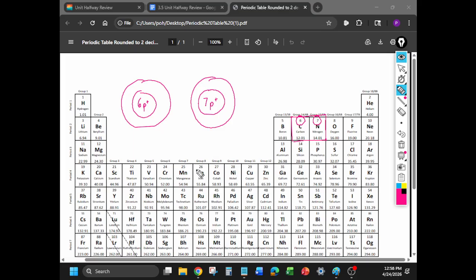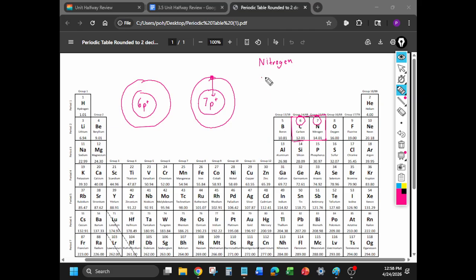And so which one do you think holds the electron more tightly? Carbon or nitrogen? Yeah, nitrogen. So nitrogen is going to hold it more because there's more positive energy in the middle. So that would be your answer. So for your answer, you would write nitrogen as your choice.